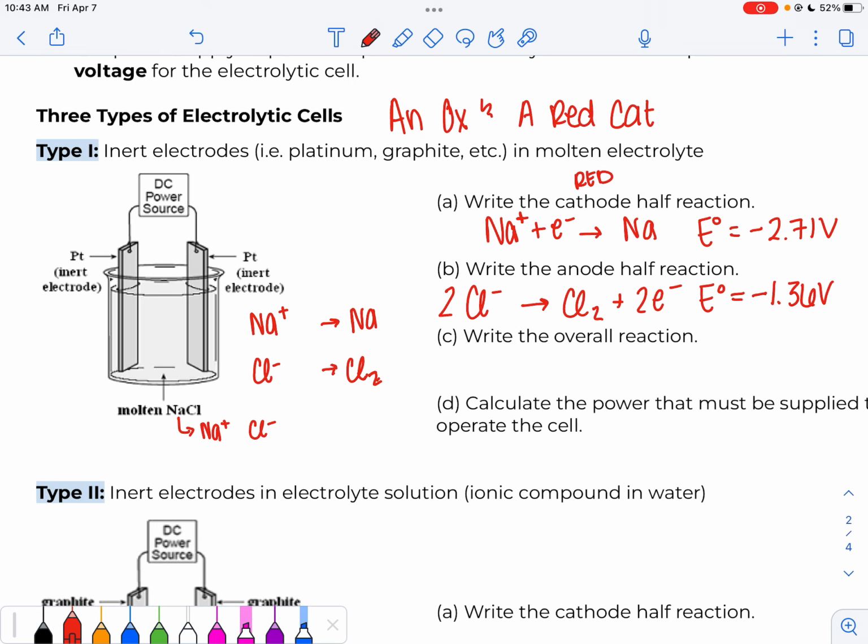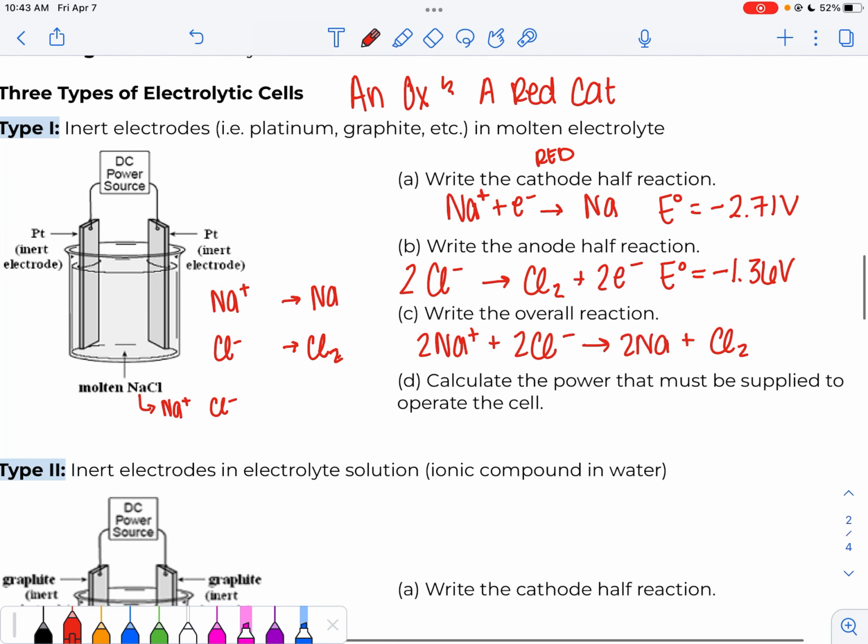So to combine these and write the overall reaction, I'm going to do this without showing you the actual math step for it, but we have to have our electrons balance out. So that first reaction, the cathode half reaction, I would have to multiply by 2 to get my electrons to cancel before summing them. So my final overall reaction will be 2Na+, excuse me, 2Cl- to yield 2Na + Cl2.